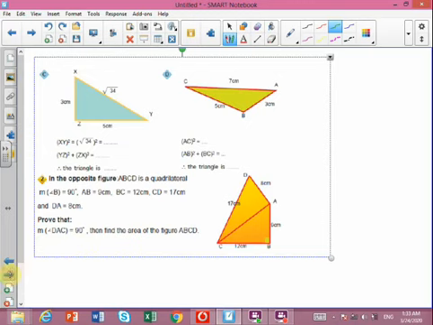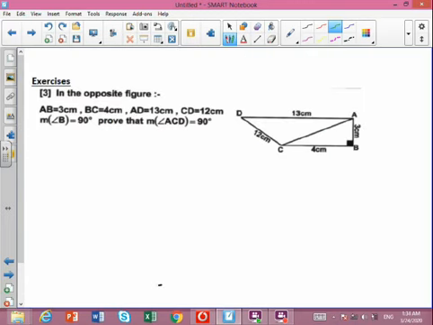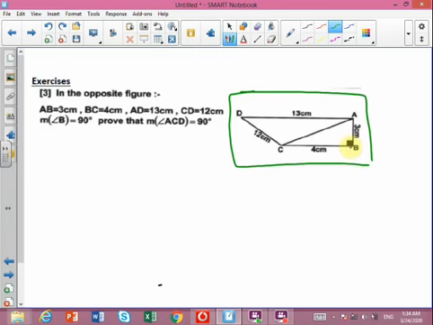What about taking one of the exercises here? Prove, in the opposite figure, I have here, as you see, two triangles. Okay. Let's see what I want. AB is 3 centimeter, BC 4 centimeter, AD 13, DC 12. Measure of angle B equals 90 degrees. This is given, that this is 90. So triangle ABC is already a right angled triangle. Okay. Prove that measure of angle ACD is 90 degrees. I want to prove that this angle is 90 degrees.